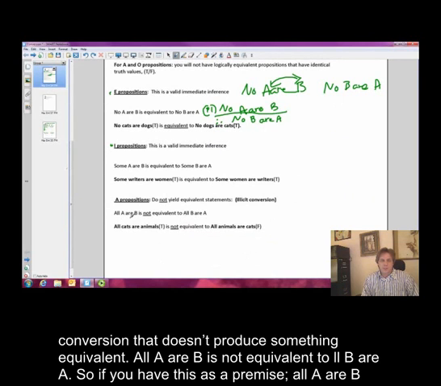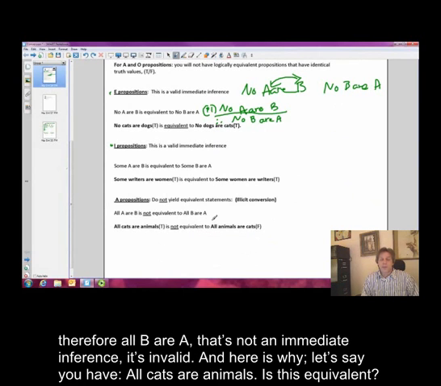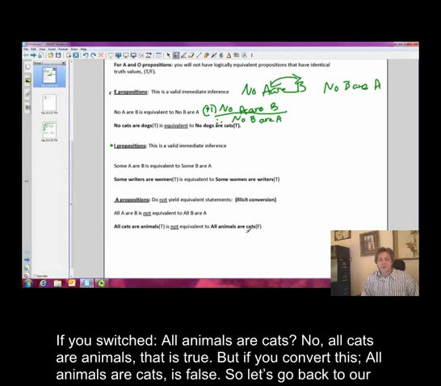So if you had this as a premise, all A are B, therefore all B are A, that's invalid. That's not an immediate inference, it's invalid. And here's why. Let's say you had all cats are animals. Okay? All cats are animals. Is this equivalent if you switched to all animals are cats? No. All cats are animals, that is true. But if you convert this, all animals are cats is false.